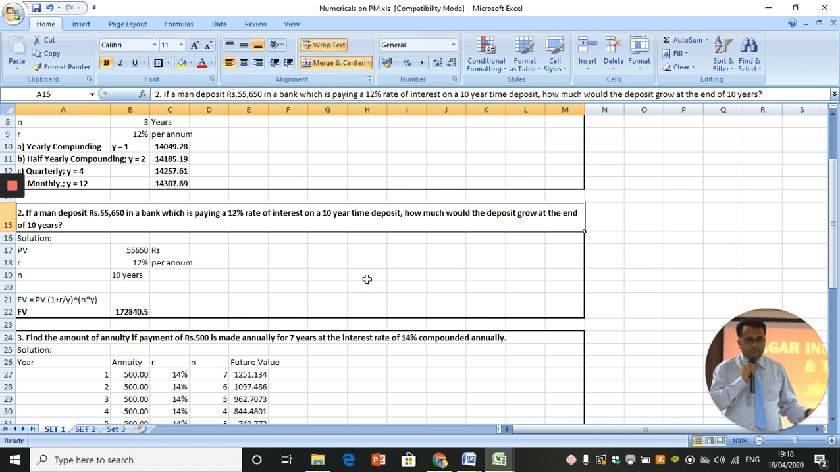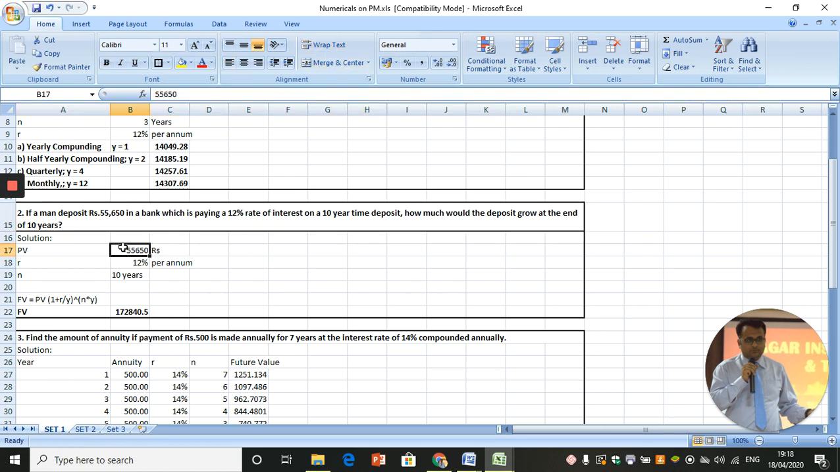It says if a man deposits rupees 55,650 in a bank, which is paying a 12% rate of interest on a 10-year time deposit, how much would the deposit grow at the end of 10 years? So actually present value is given as 55,650. R is given as 12%, and N is given as 10 years. And because it is annual interest, Y will be 1.